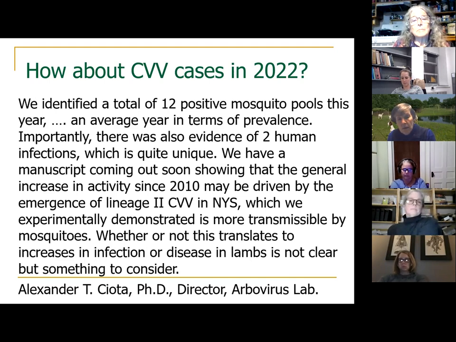And they think it's because there's a new strain of the virus that's more easily spread by mosquitoes. So the virus has been around, but the mosquitoes can spread this new strain more easily to bite the sheep or the people and cause the infection. So it'll be interesting to see his paper when it comes out.